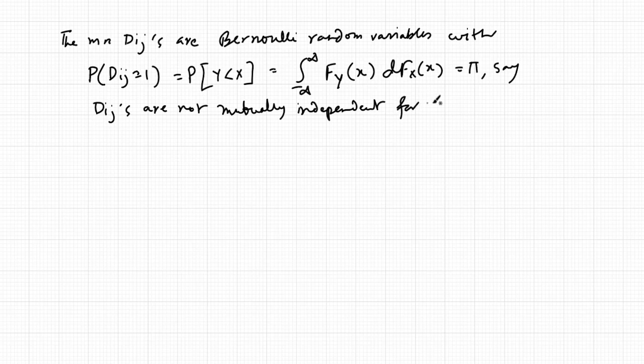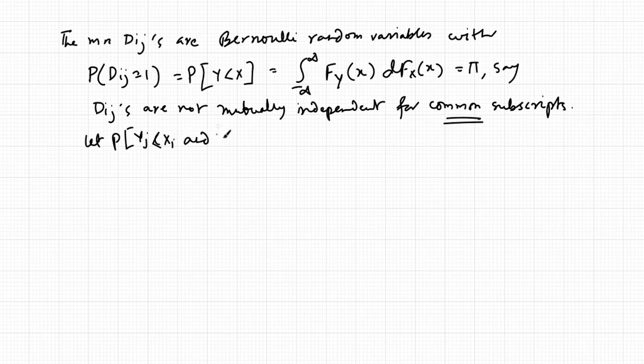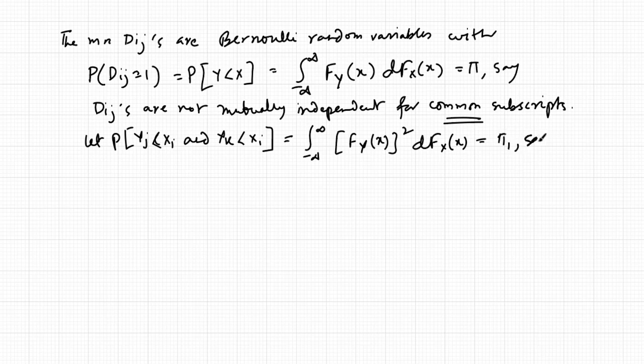For common subscripts, let probability Yj less than Xi and Yk less than Xi, I explain this, then this is equal to the integral from minus infinity to plus infinity of F_Y(x) whole square dF_X(x), equal to pi 1, say.